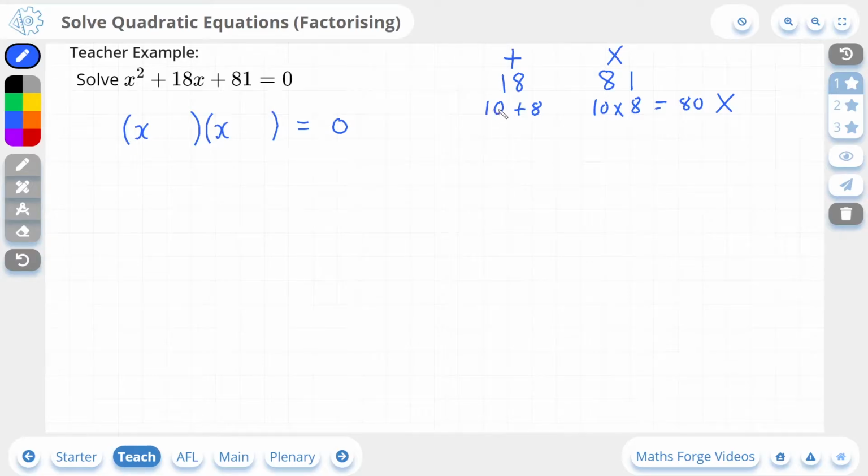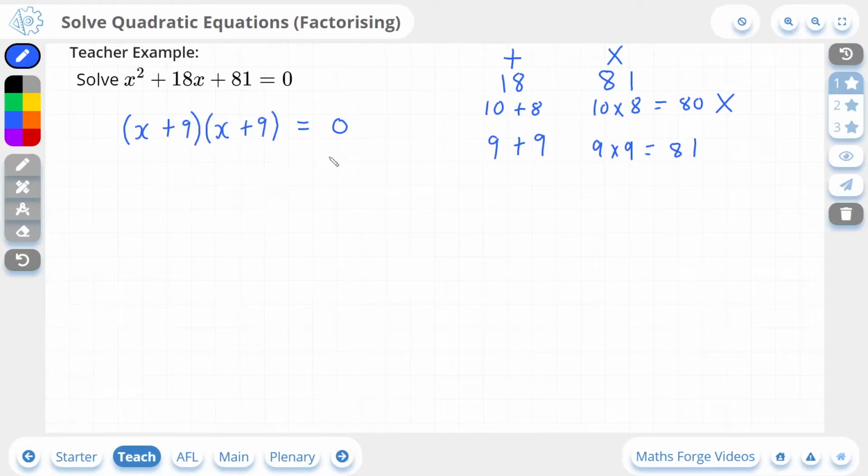What I'd like to do next is subtract 1 from the 10, and it becomes 9. And I add 1 onto the 8, so that becomes 9 as well. So we have 9 plus 9, which is 18, and 9 times 9, which is 81. And these are our numbers, 9 and 9. So into the brackets go x plus 9 and x plus 9.